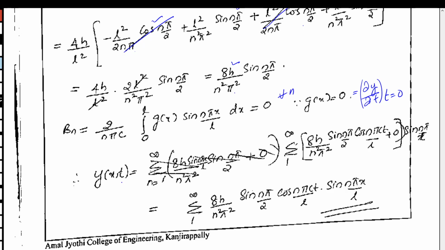Now, the general solution of the wave equation is given by y(x,t) is equal to sigma n equal to 1 to infinity, where An value is 8h by n square pi square into sin n pi by 2, into cos n pi ct by L, plus Bn is 0 for all n, therefore I can write it as 0 into sin n pi x by L. Now it can be simplified as sigma n equal to 1 to infinity 8h by n square pi square into sin n pi by 2 into cos n pi ct by L into sin n pi x by L, which is the required solution.